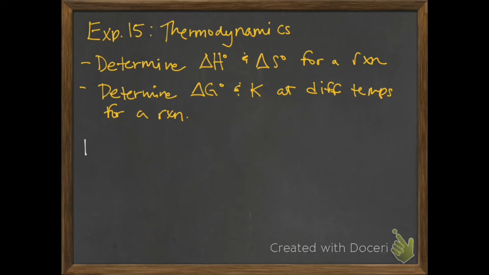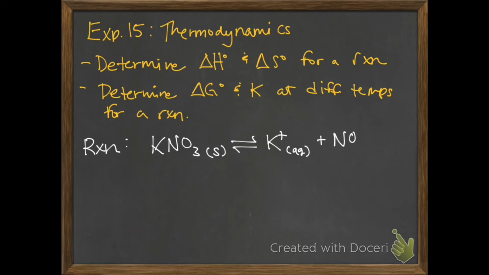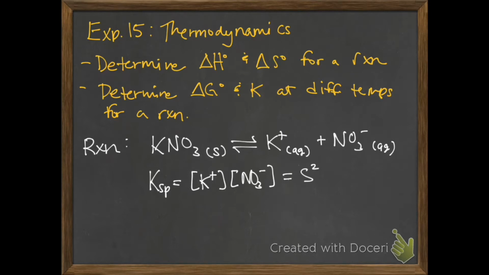And so the reaction that we're looking at, I mentioned, was a solution process. Well, it is dissolving potassium nitrate in water. So we have potassium nitrate on the left as a solid, and then on the right, the potassium ions and the nitrate ions. And so we can write the equilibrium expression, in this case called the Ksp, as the concentration of potassium ions times the concentration of nitrate ions. And since we're talking about dissolving potassium nitrate in water, this is equal to S squared, where S stands for solubility, not entropy in this case.